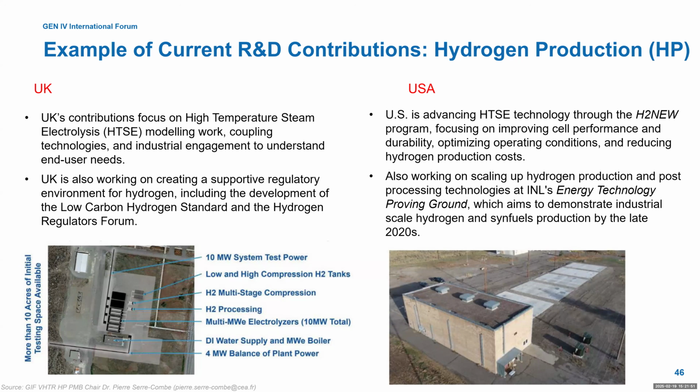Here in the US, overall, we are focusing on the same technology, high temperature steam electrolysis. We have a large program called H2New, run on improving cell performance and durability and improving operating conditions. At INL, there's what we call the Energy Technology Proving Ground. The development at the site just started, with a picture at the bottom right. We're setting up a hydrogen production and post-processing scale facility there, where we want to demonstrate industrial scale hydrogen and synthetic fuel production coming online by the late 2020s. So we're looking forward to that as well.